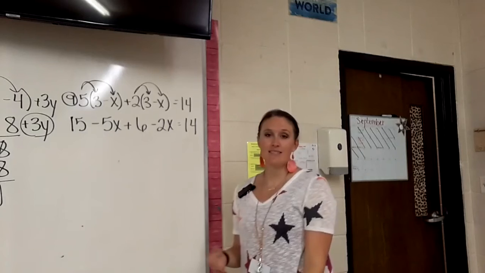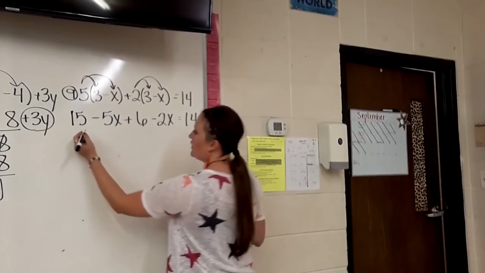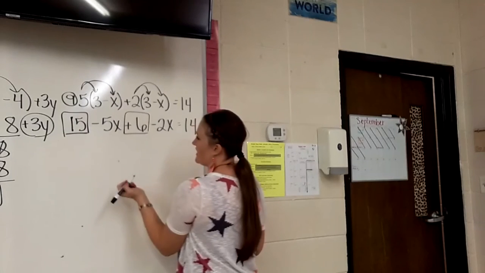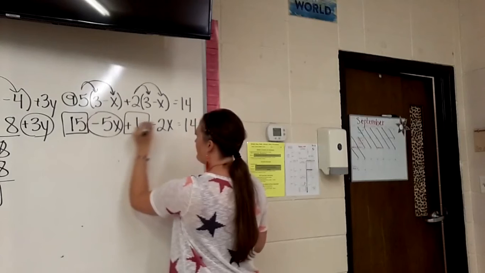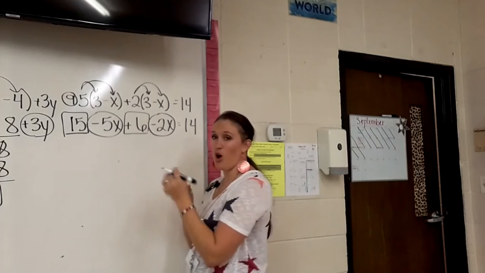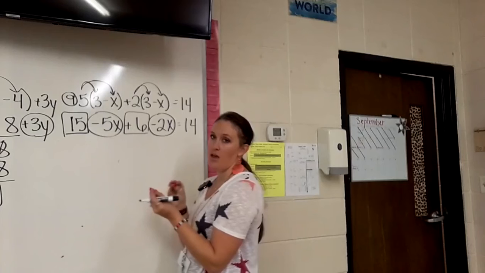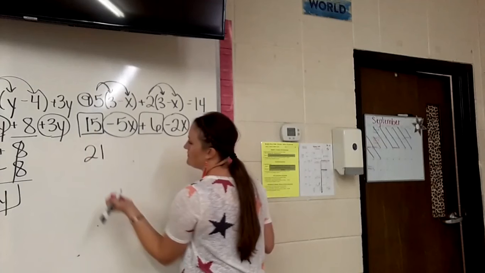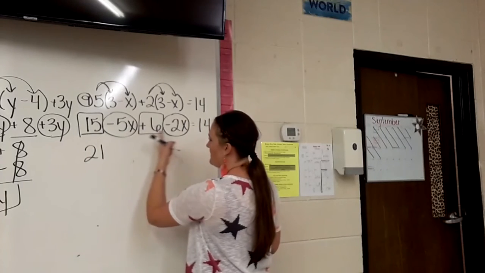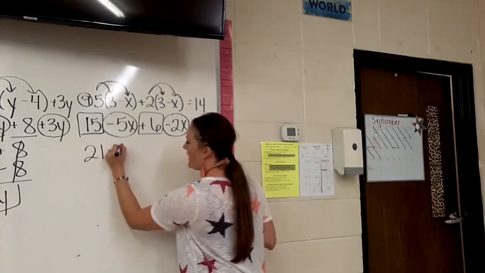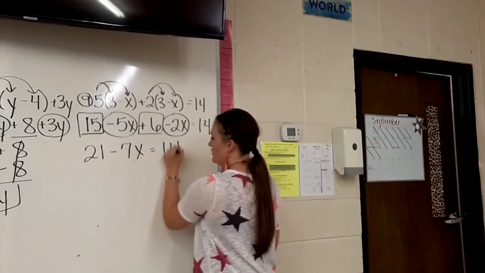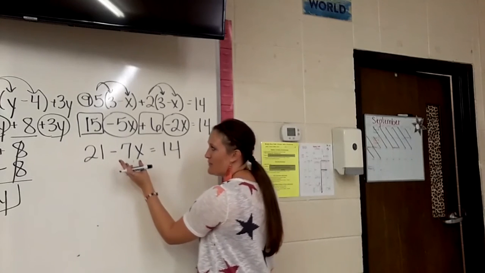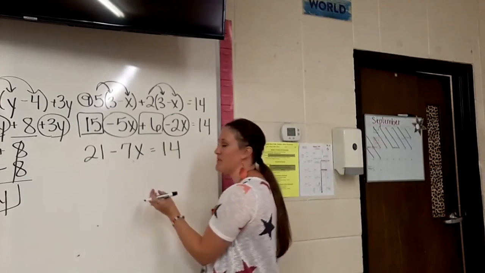All right, so I've got several like terms on this one. So I have a 15, I'll box it, and a plus 6 on the same side. I also have a negative 5x and a negative 2x on the same side. Since they're all on the same side of the equal sign, I'm going to go ahead and combine them. So 15 plus 6 more is 21. And then I have negative 5x minus 2 more x. So that is minus 7x equals 14. All I've done is combine my 2 squares here and combine my 2 circles here. I went ahead and kind of did 2 steps in one.